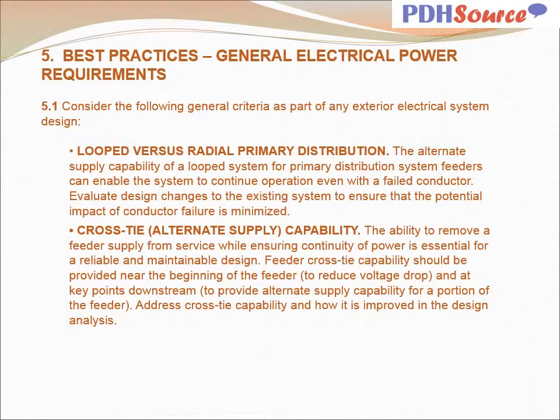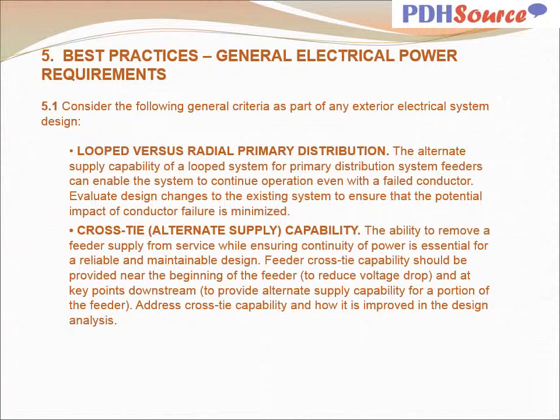Consider the following general criteria as part of any exterior electrical system design. Looped versus radial primary distribution. The alternate supply capability of a looped system for primary distribution system feeders can enable the system to continue operation even with a failed conductor. Evaluate design changes to the existing system to ensure that the potential impact of conductor failure is minimized.